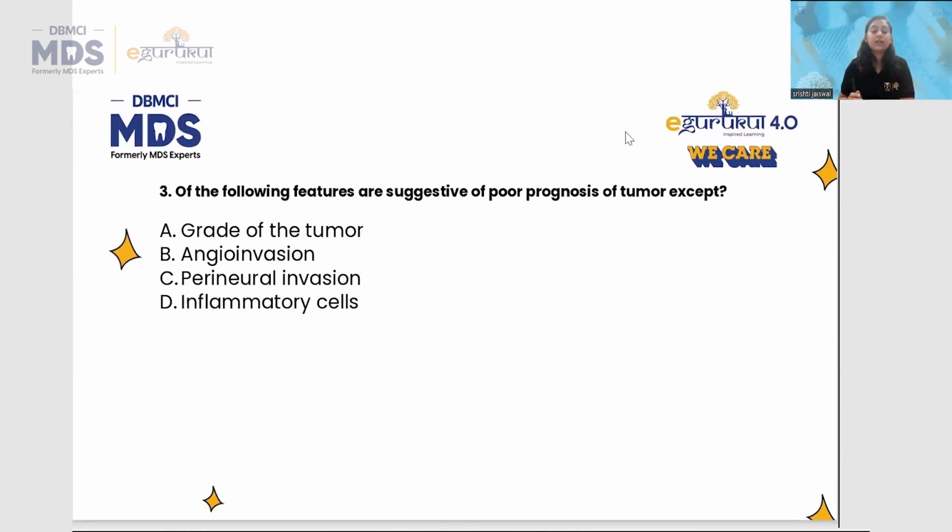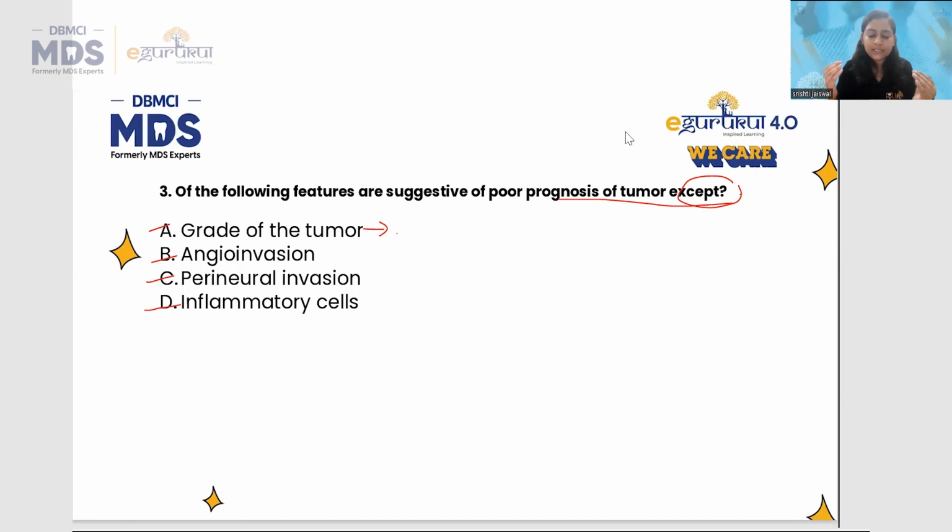Now, coming to our third question. Which of the following features are suggestive of poor prognosis of the tumor except? So here the options are grade of the tumor, angio invasion, perineural invasion and inflammatory cells. So now we will see one option at a time, okay. Grade of the tumor, okay.